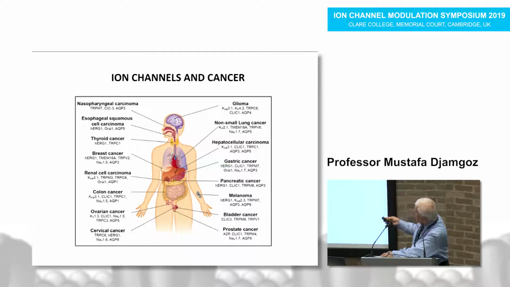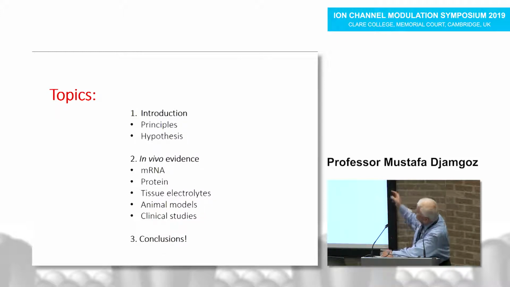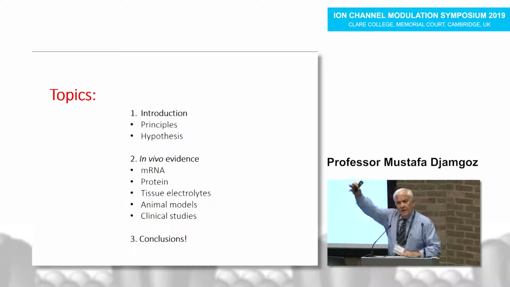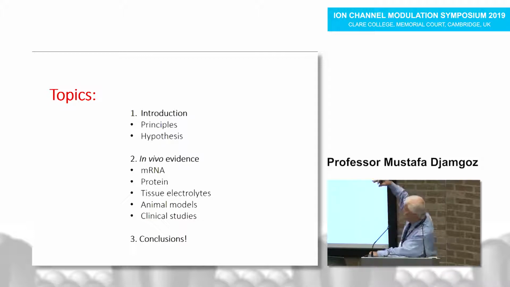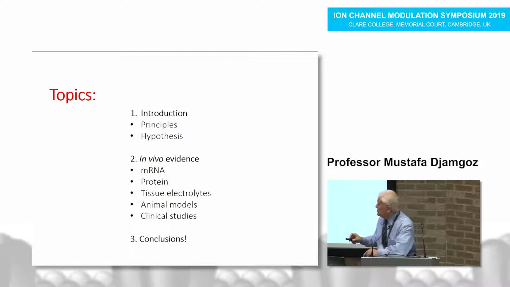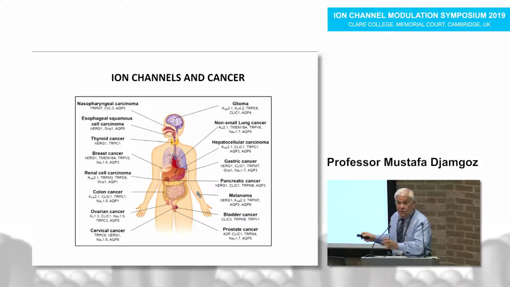I'll do an introduction, some principles, laying the ground. We have a specific hypothesis that we're developing, and then the bulk of the lecture covering the in vivo evidence. And I'm going to do this hierarchically from mRNA to clinical studies. So we'll go through evidence at mRNA level, protein level, tissue electrolytes, animal models, and so on, and then we'll conclude. Now, it's well established that all ion channels are in all cancers.